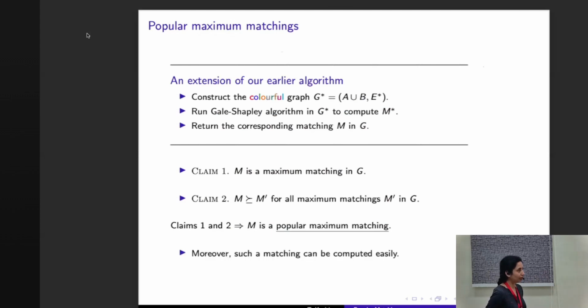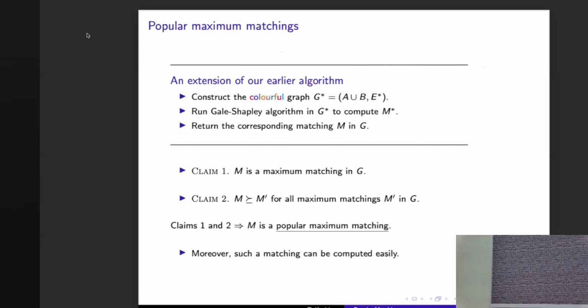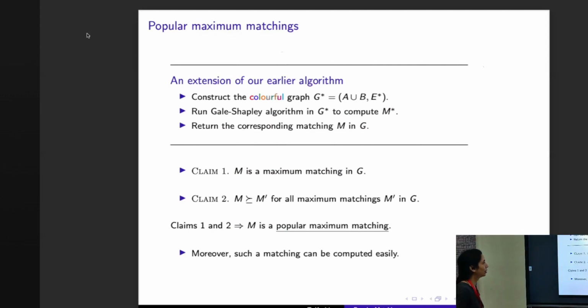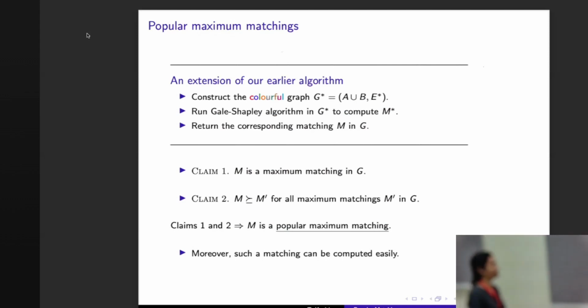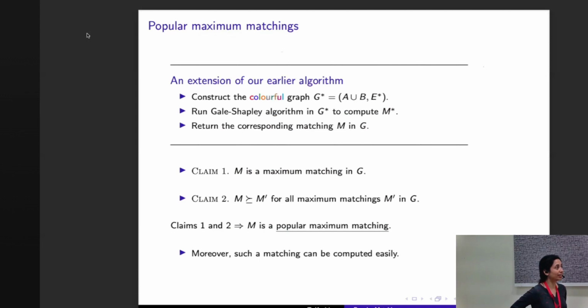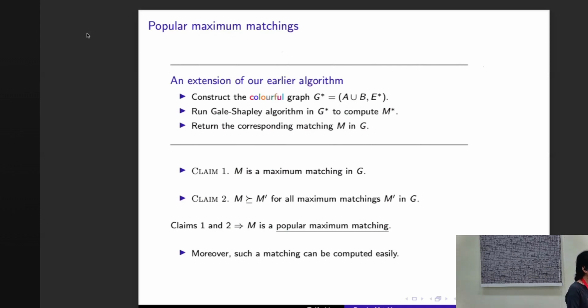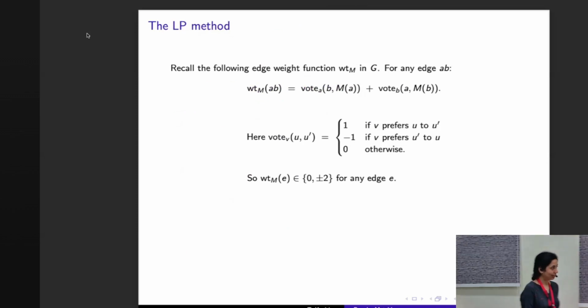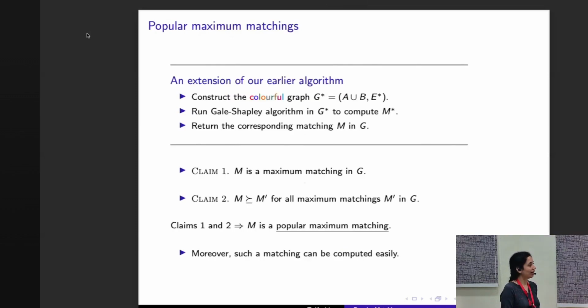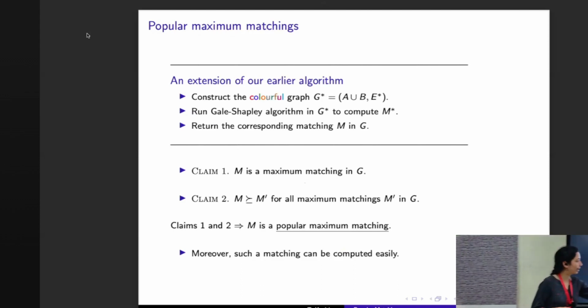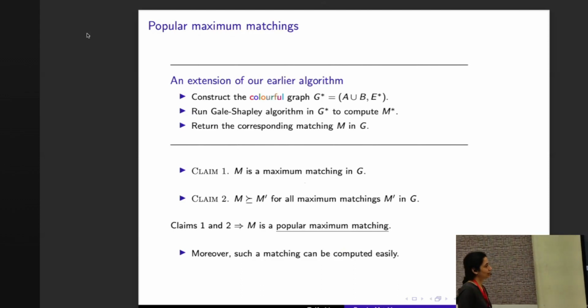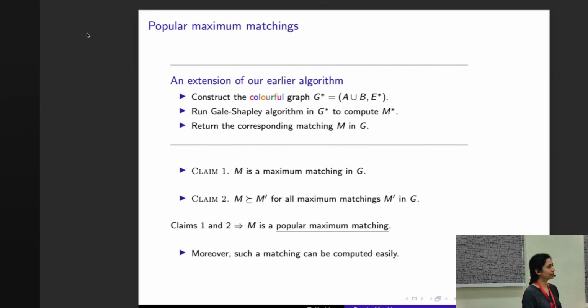And so it always exists and it can be computed easily by this algorithm. It takes n times the complexity of the Gale-Shapley algorithm, because we are running it in this multigraph where every edge has n copies. So is the algorithm clear? And so this is an order mn running time, and we always have such a matching. It's a constructive proof that such a matching always exists.